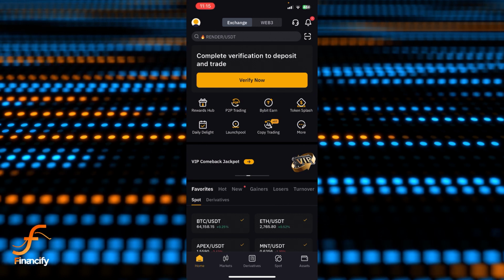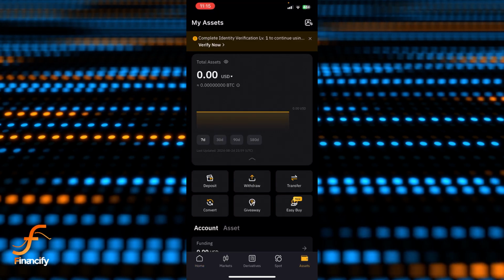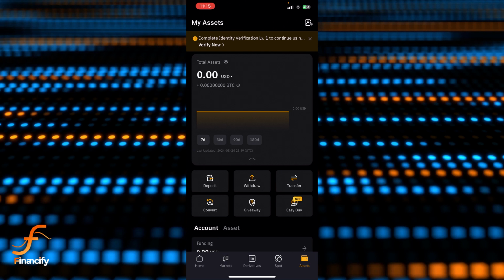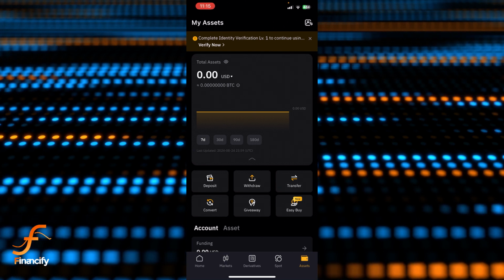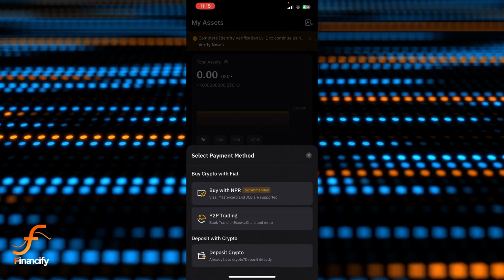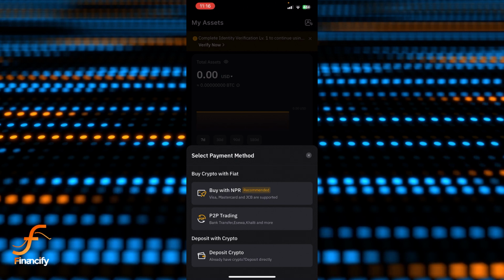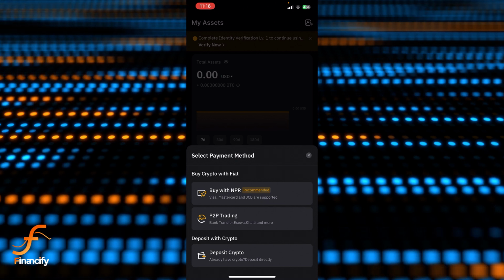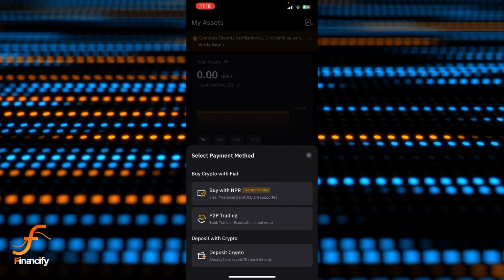So let's tap on that wallet icon, and now you can see there is a Deposit option in here, which is at the left side of the Withdraw option. Let's tap on Deposit, and now you can see there are three options in here: Buy with NPR, P2P trading, and Deposit crypto. You need to select P2P trading, which is the second one.